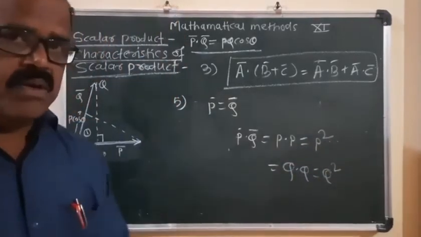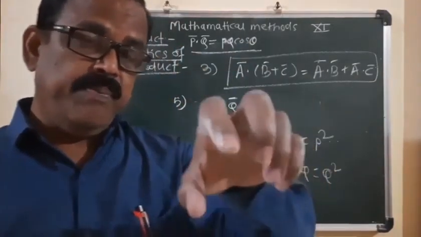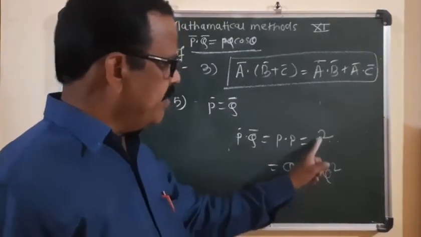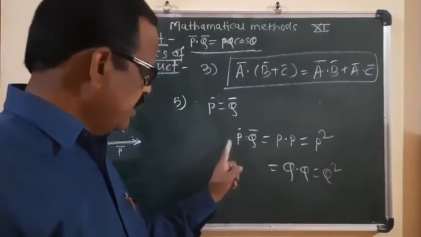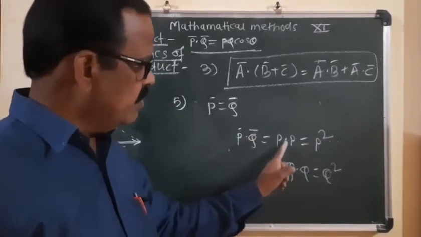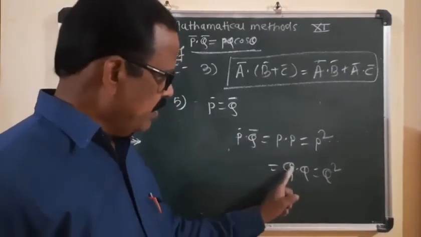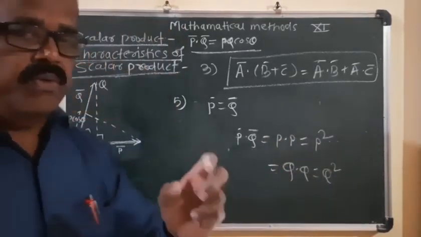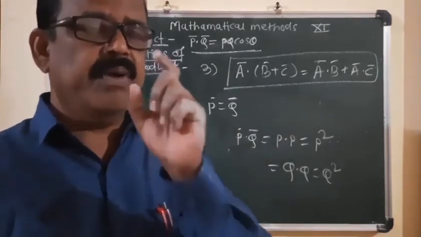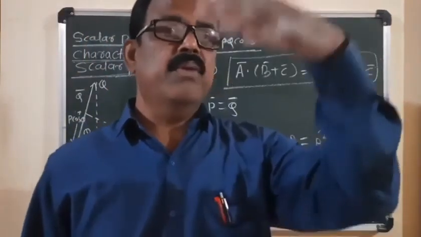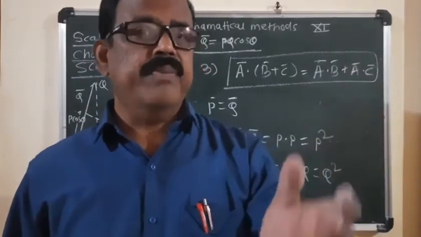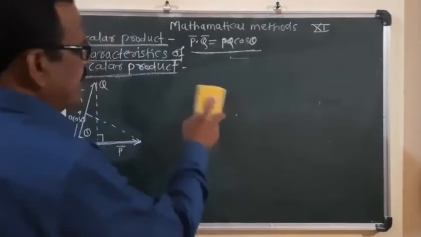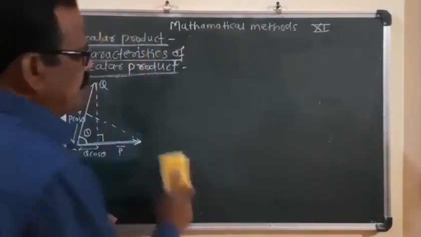That is, product of two same vectors, or product of a vector with itself, is equal to square of magnitude of the given vector. That is, P bar dot Q bar is equal to P bar dot P bar, or Q bar dot Q bar is equal to P square or Q square. Now we express the scalar product of two vectors in terms of the rectangular coordinate system. The next characteristic of the scalar product of two vectors.